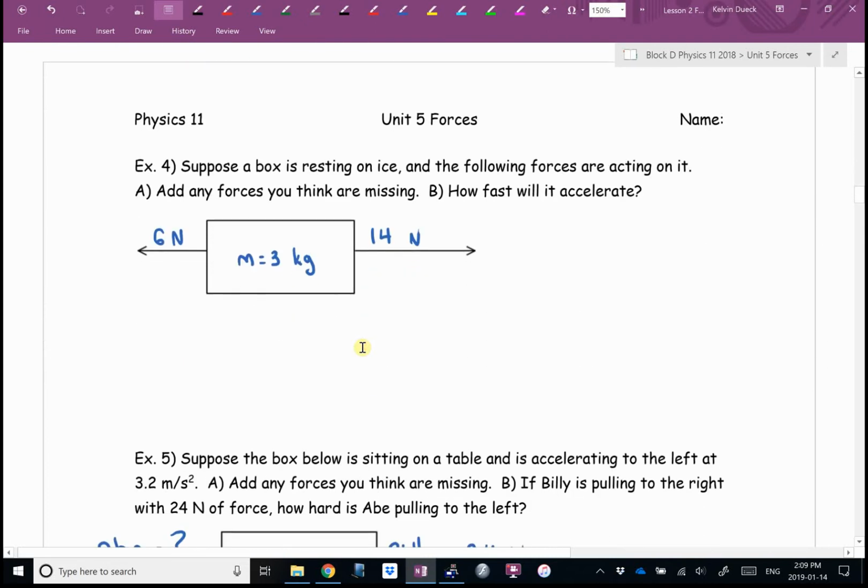Suppose a box is resting on ice and the following forces are acting on it. There's a force to the left of 6 newtons and a force to the right of 14 newtons. A says, add any forces that you think are missing. Okay, what are the forces acting on this box? Get the obvious one.